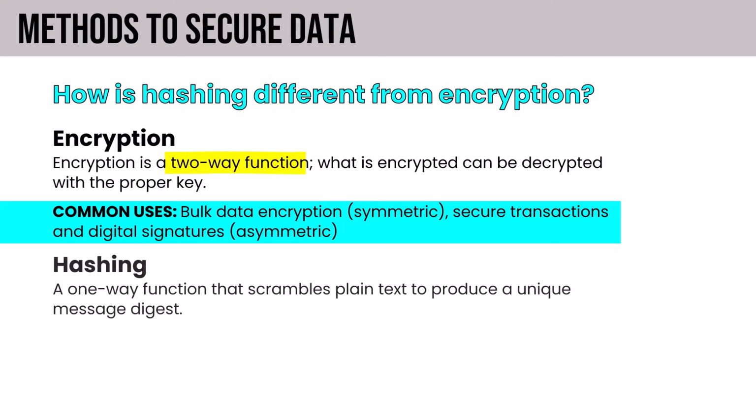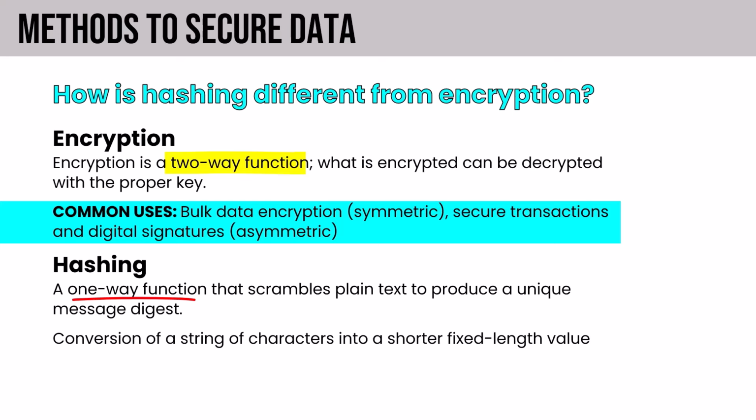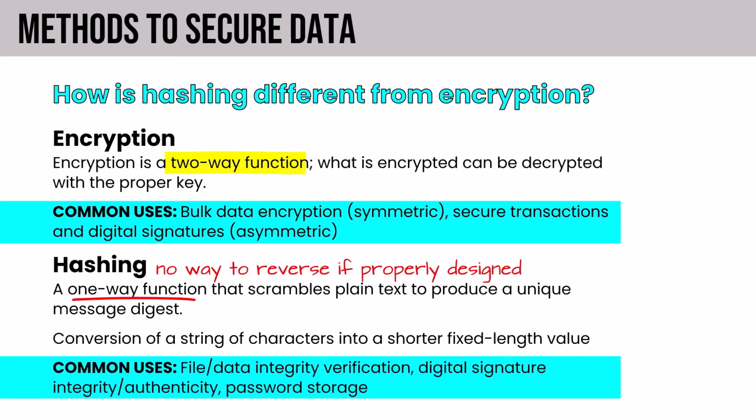And then we have hashing, which, unlike encryption, is a one-way function that scrambles plain text to produce a unique message digest. So a hashing algorithm involves a conversion of a string of characters into a shorter fixed length value. So no matter the length of the input, the output is always going to be the same fixed length value. And for any given unique input, the output should also be a unique hash. And there's no way to reverse a hash if properly designed. It's a one-way function. Common uses would include file or data integrity verification, digital signature integrity, password storage.